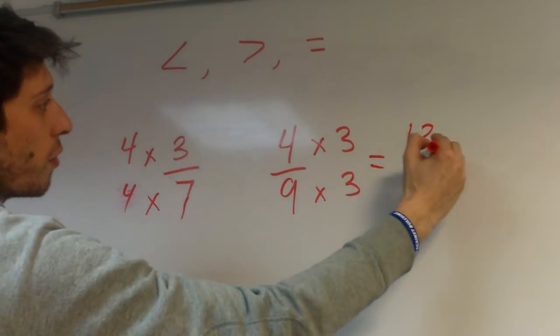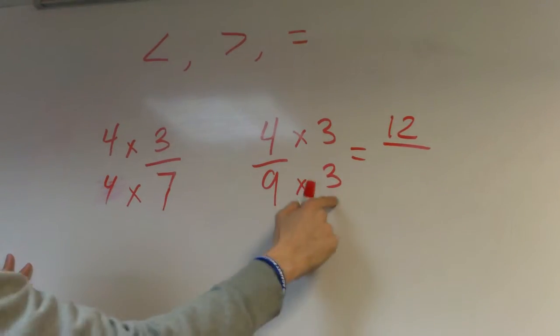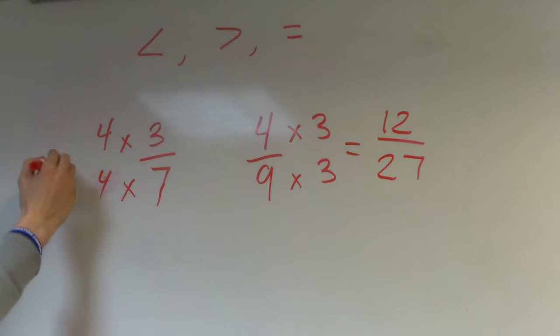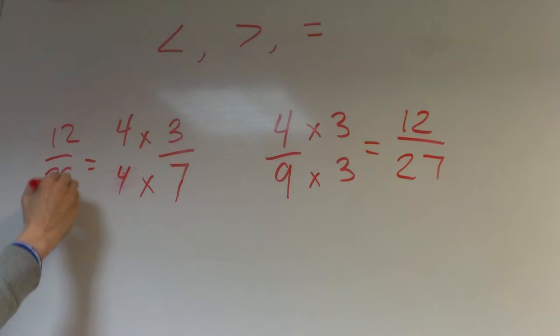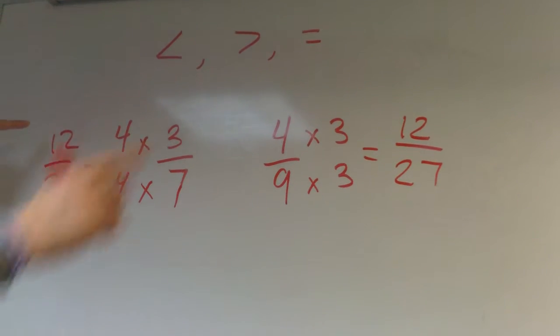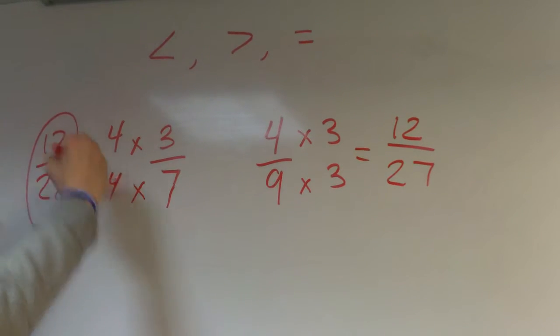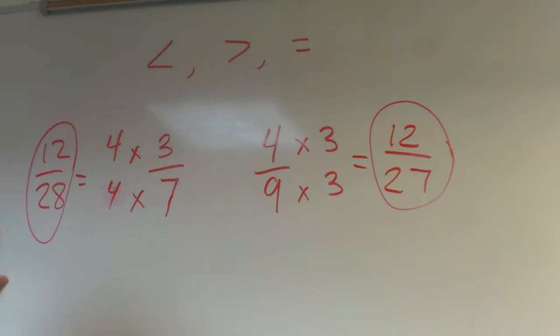Now I make an equivalent fraction. 4 times 3 is 12, 9 times 3 is 27. 4 times 3 is 12, 4 times 7 is 28. Now I have common numerators. I look at 12/28ths and 12/27ths.